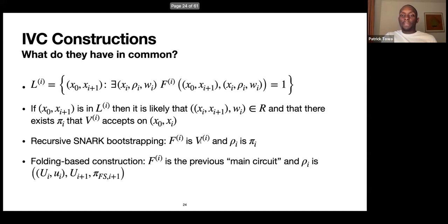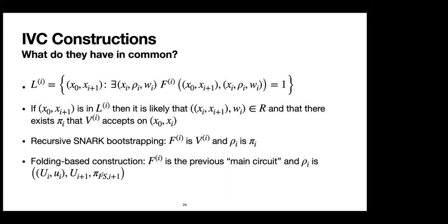But as we saw in the case of foldings, it was slightly different. Rho I was just basically the instances. You weren't dealing directly with the witnesses, but you also use the check, like the proof that you had correctly folded these things together.